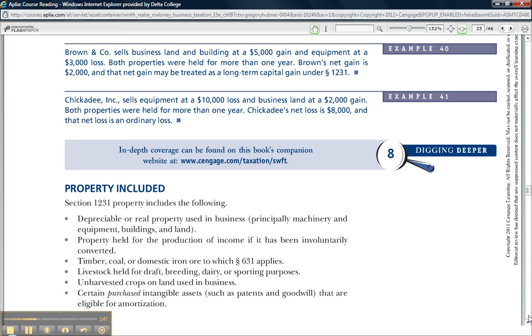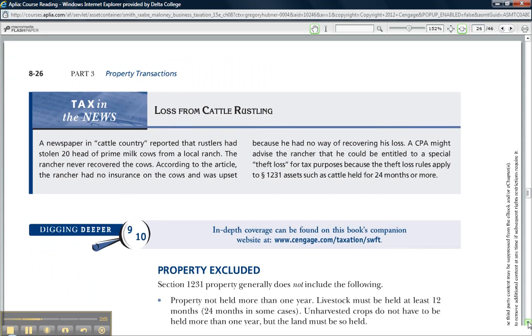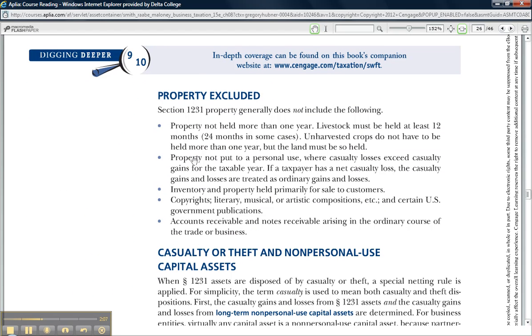So this talks here about property included, what kinds of assets are included in 1231. Again, depreciable property typically. Property held, let's see, where's it talking about more than a year? Actually, I think it's in the property excluded section right down here. Property not held for more than 1 year. That is where business, long-lived assets not held for more than a year are excluded from section 1231.